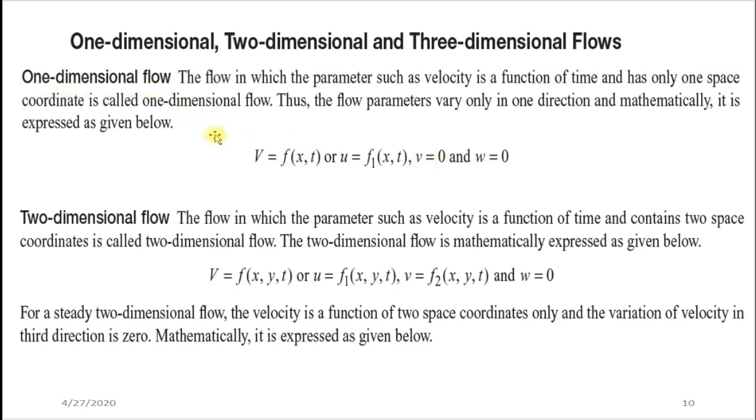If it depends on two coordinates x and y, then it is two dimensional. If it depends on three coordinates, then it is three dimensional. One dimensional means the velocity is a function of only one coordinate.